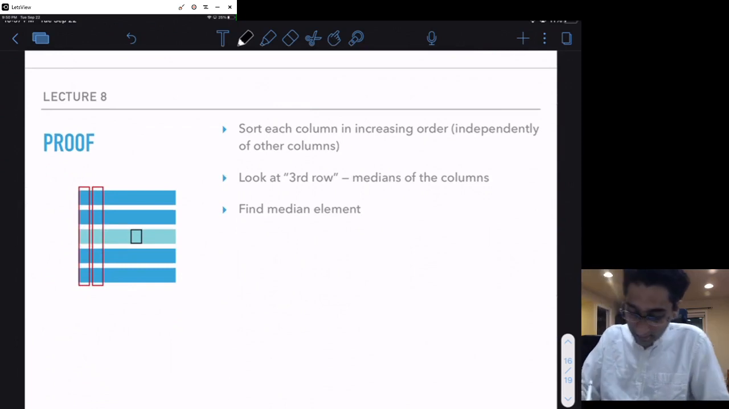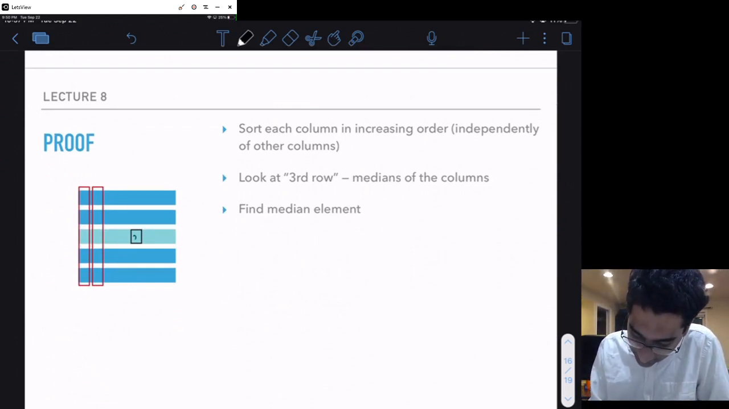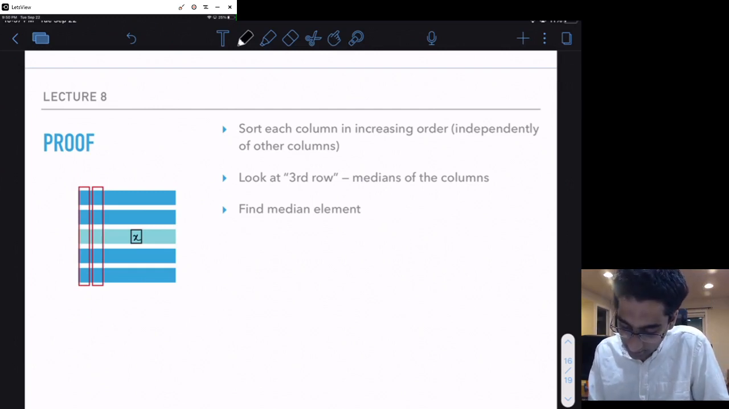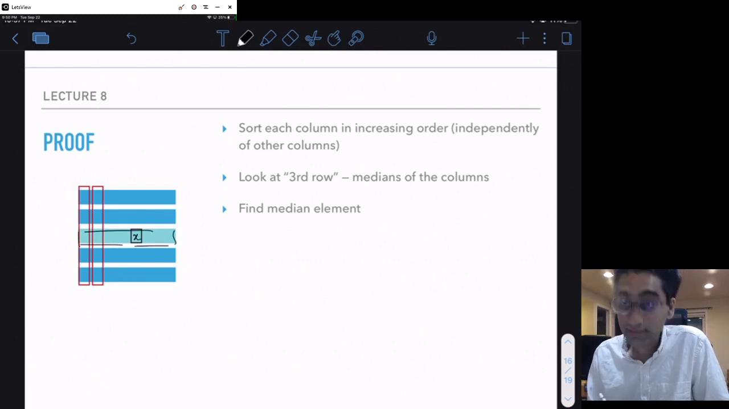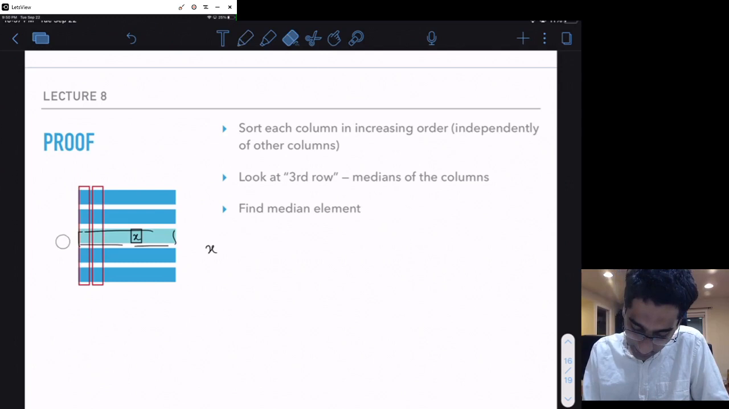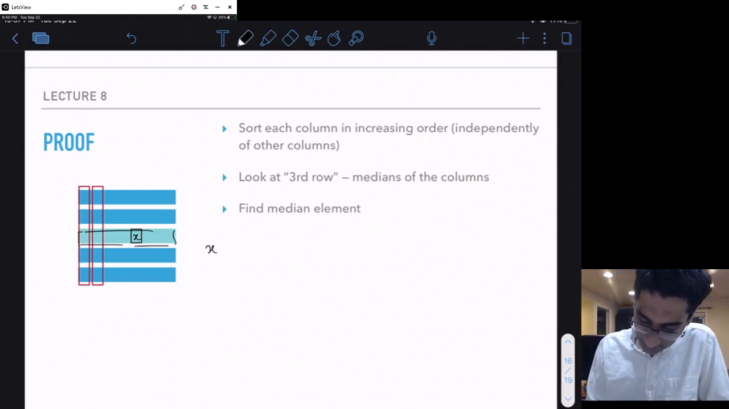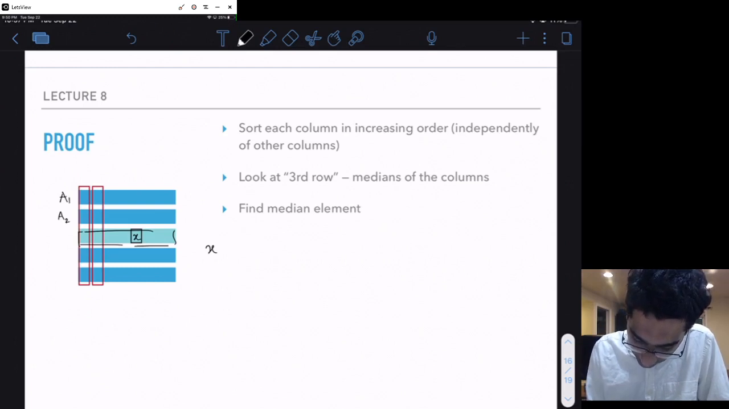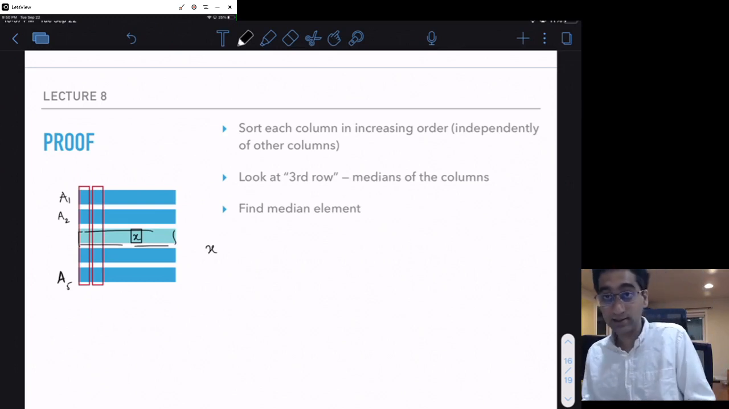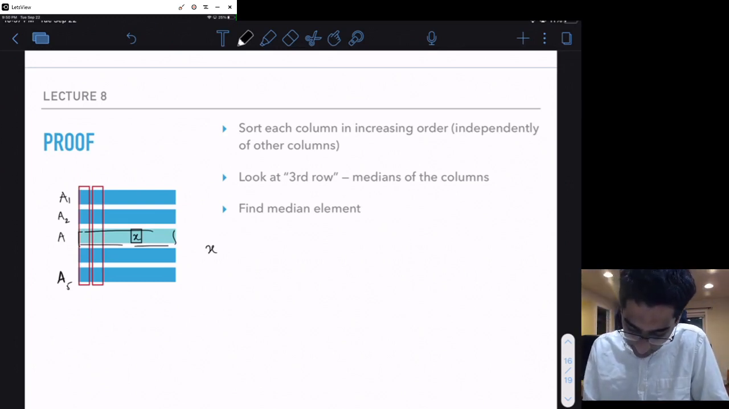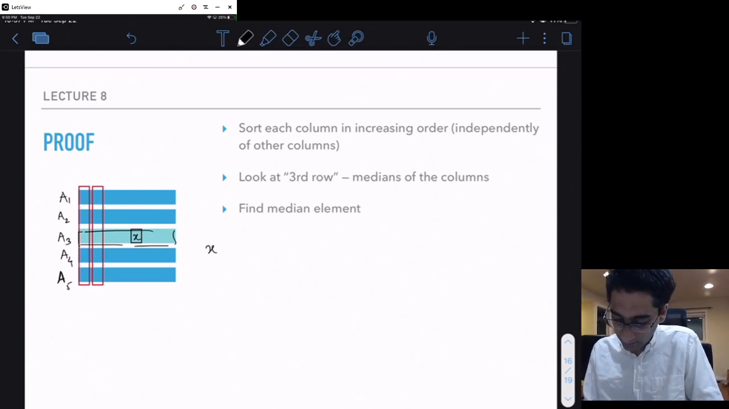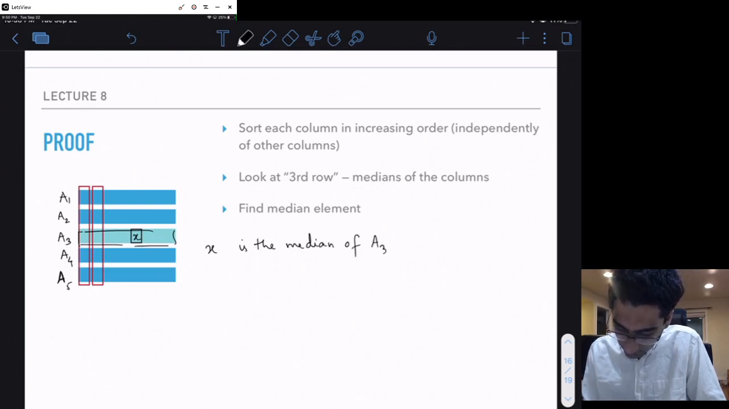So the proof is this. What I found is this number x. This number x is the median of this middle array, this light blue array. What does that mean? Let's give this array some name. Let's call this C. Or better still, let's give names to the rows of the matrix. Let's call these A1, A2. These are subscripts, not to be confused with array indices. And this is A3. So x is the median of A3.